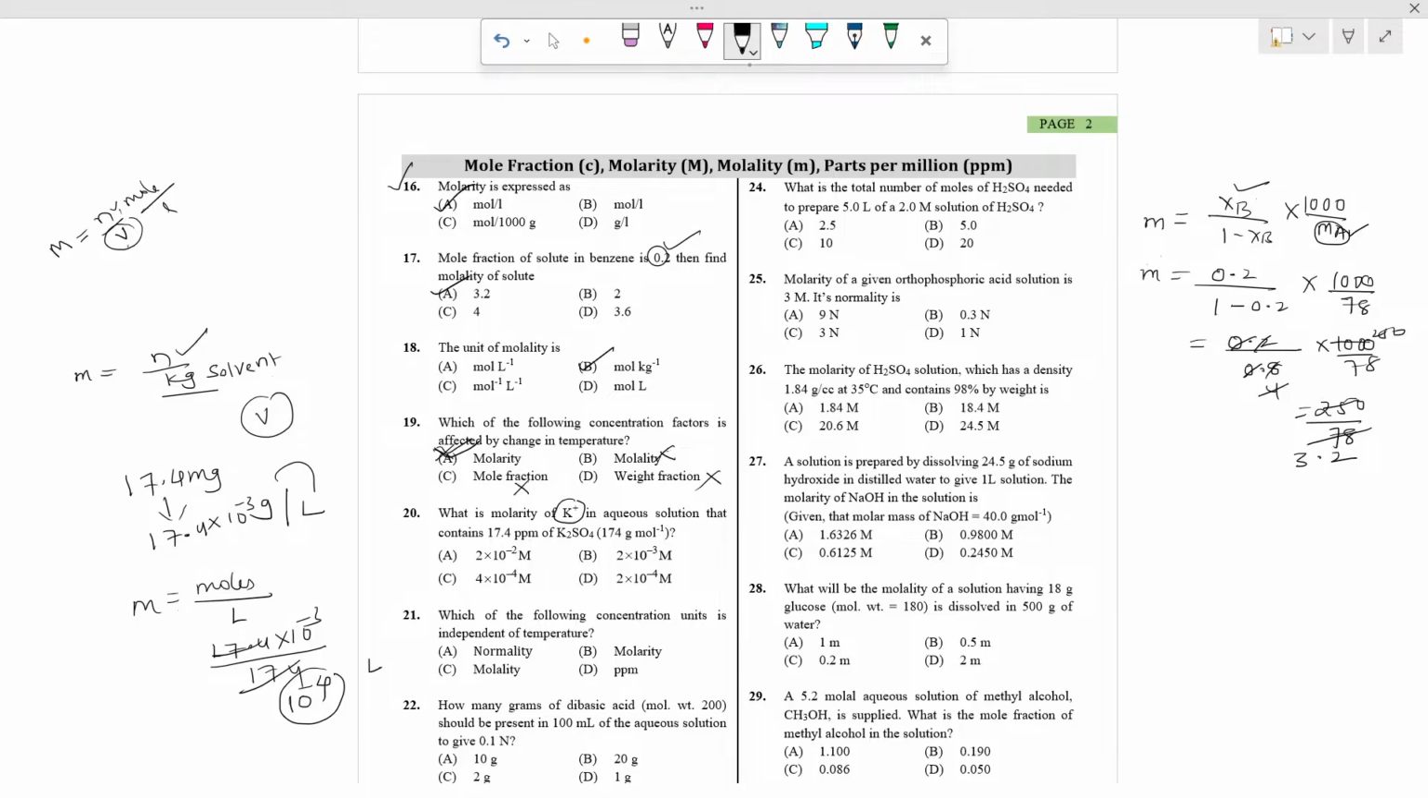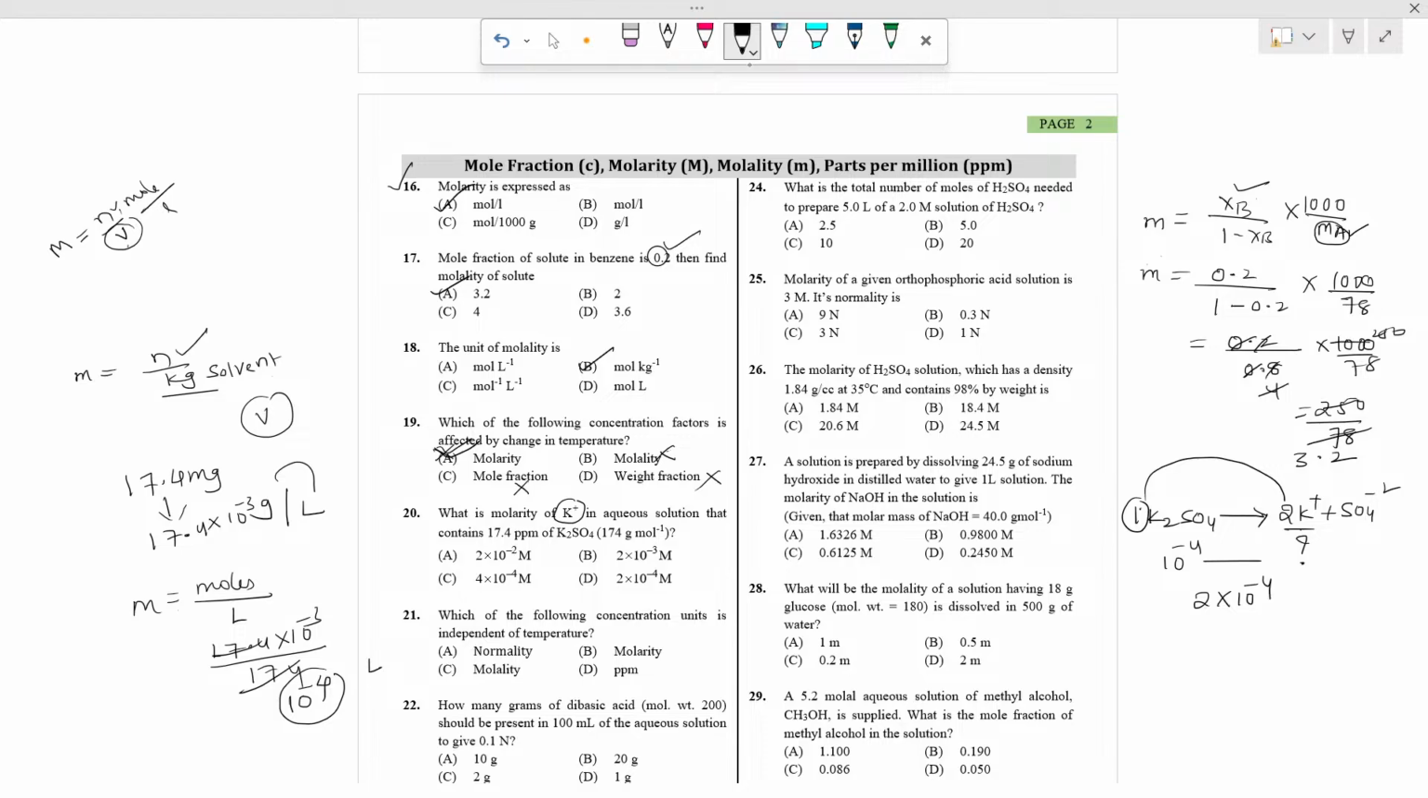Then they are asking the molarity of K plus ion. So you can take it like this. If 1 mole of K2SO4 dissociates, it will produce 2 K plus and SO4 2 minus, right? 1 mole will dissociate and how many moles of K plus will be produced? 2. 1 mole dissociates and 2 moles of K plus ions are produced. But how many moles do we have with us? 10 to the power of minus 4 moles are there. 10 to the power of minus 4 moles will produce how much? That is 2 into 10 raised to the power of minus 4.